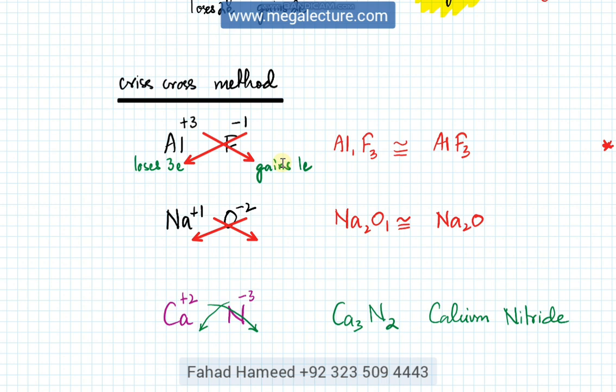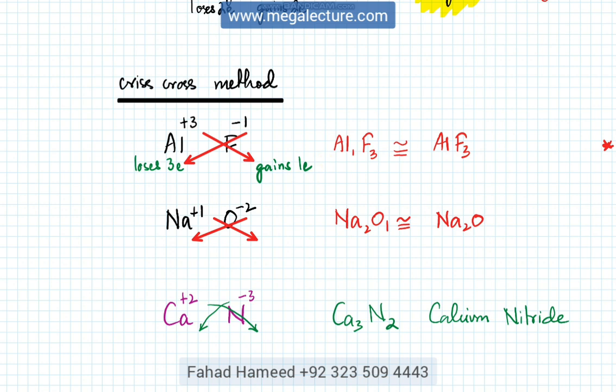So the simple method is the criss-cross method, which is that you just get the 3 over here and the 1 on this side. So if Al has a minus 1 written over here, Al would become 1. And if fluorine has a plus 3 written over here, you're going to make fluorine 3. That just means that for every 1 Al, there's going to be 3 fluorines.